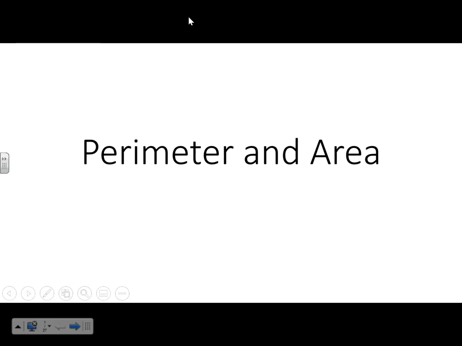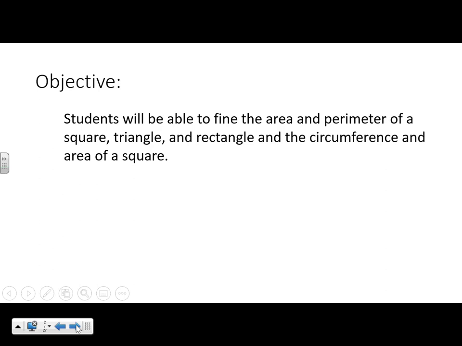This lesson is over perimeter and area. The objective is for students to be able to find the perimeter and area of a square, triangle, and rectangle, and the circumference and area of a circle. So let's say circle. I should probably go correct that.